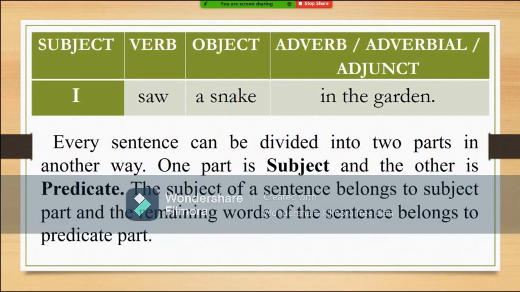Here I have categorized in a tabular column how a sentence is classified. I is the subject. I saw a snake in the garden. In that sentence, saw is the verb. Who saw the snake? I. What did I see? A snake. Where did I see? In the garden. If it is a place, we have to use where.